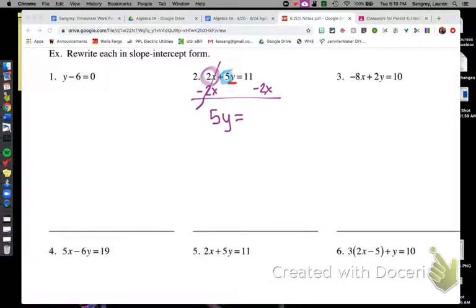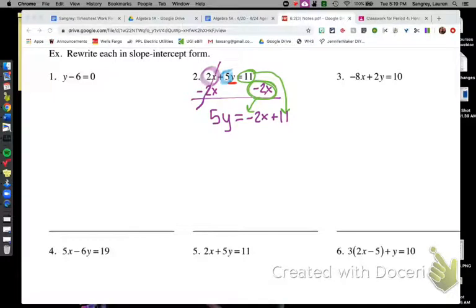Now, before I continue writing, remember, we usually like to have the x term come first, and then the number, which will be the y-intercept, usually comes second. So that's how I'm going to write it. So this is negative 2x plus 11.